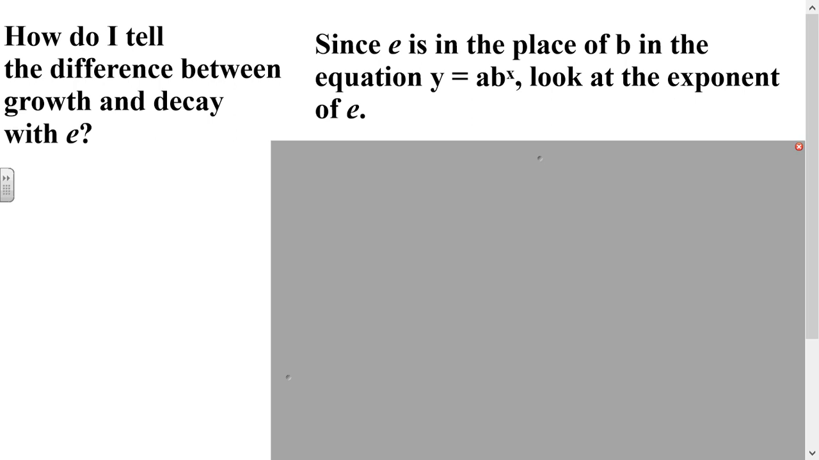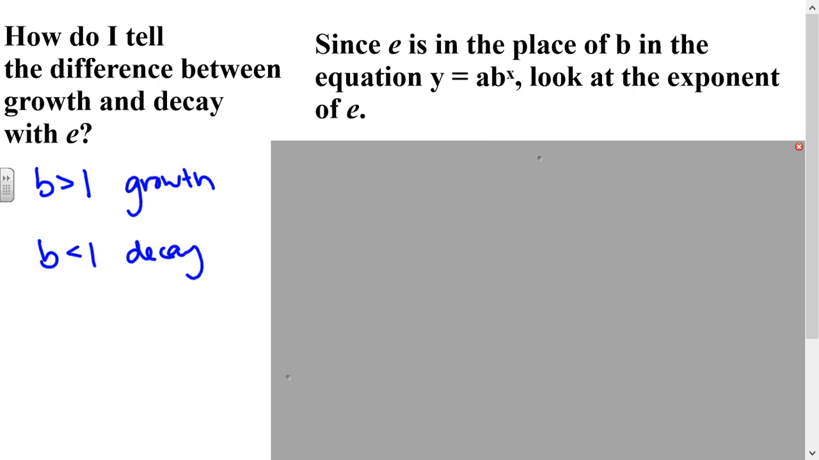Now, how do I tell the difference between growth and decay with e? So we've been working with exponential functions in the form y equals a times b to the x power. And since e is in the place of b in the equation, we have to look at the exponent of e to tell if it's growth or decay. Because remember, if b is greater than 1, then it's a growth. And if b is less than 1, then it's a decay.